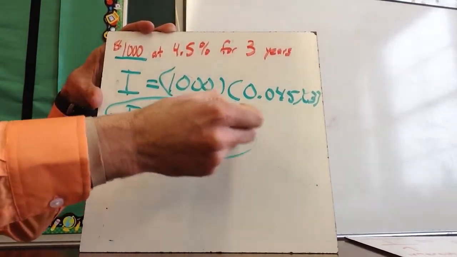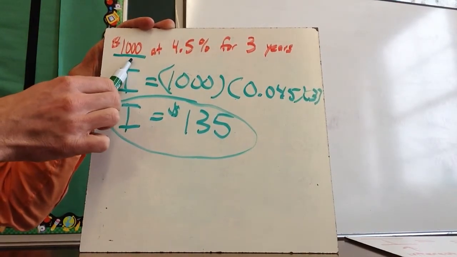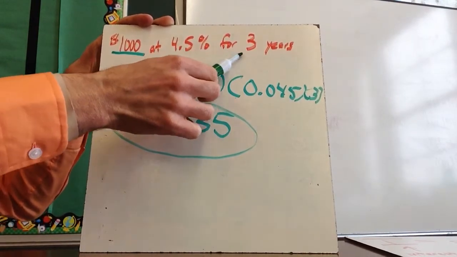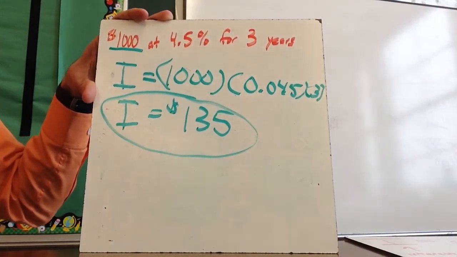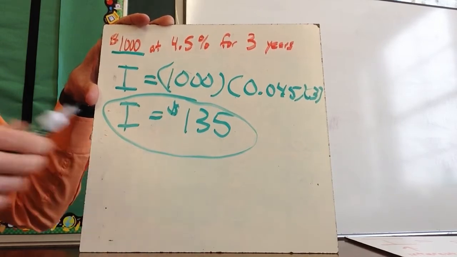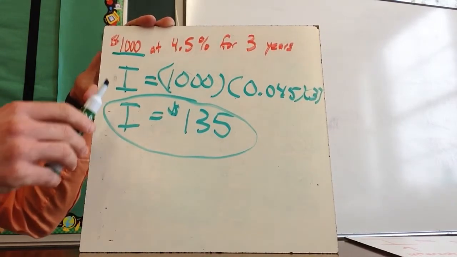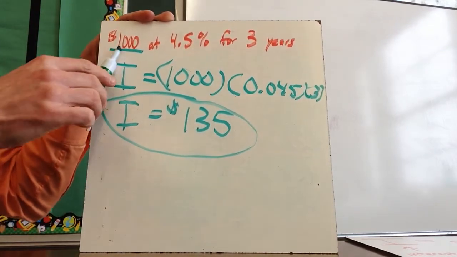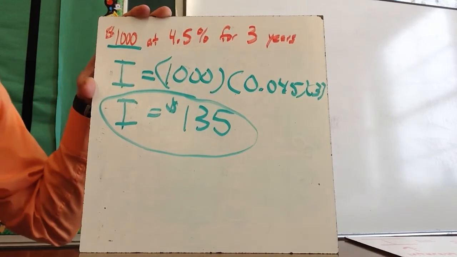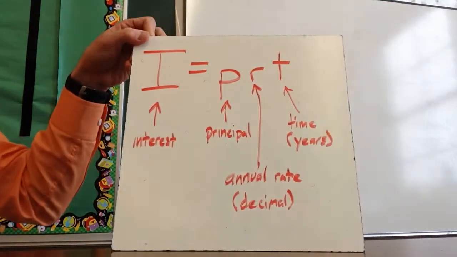$135. So in other words, if this were a loan, so if I were borrowing $1,000 at 4.5% for 3 years, at the end of those 3 years, I will owe $135 in interest. So in the end, I would pay back $1,135. But I will get the $1,000 immediately as opposed to not having it, being able to buy. So keep in mind, I'm using this formula.